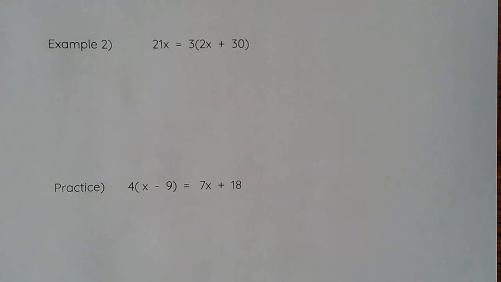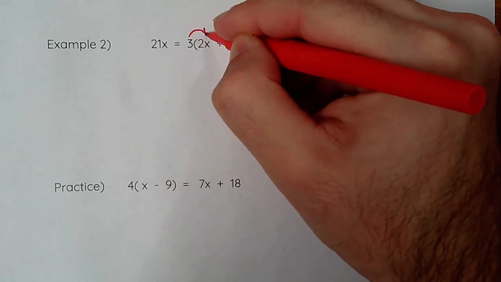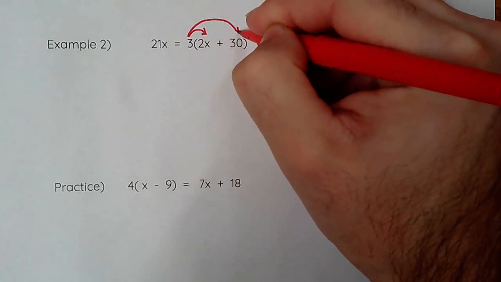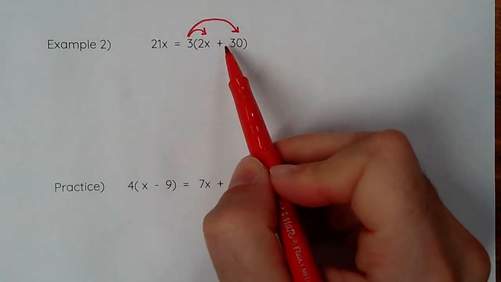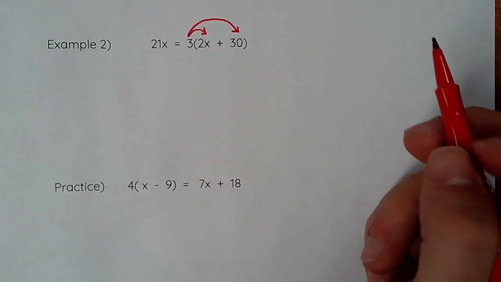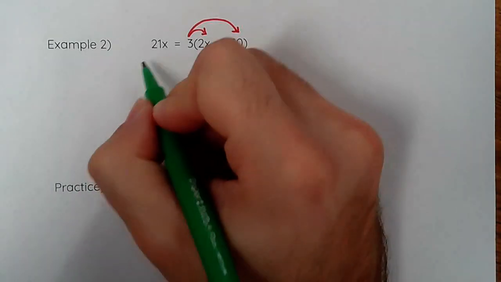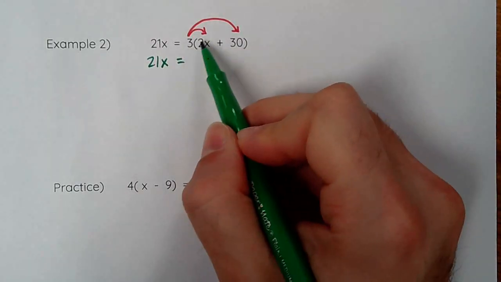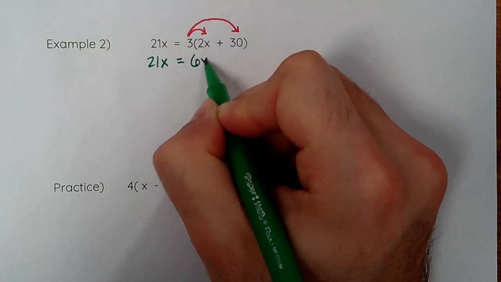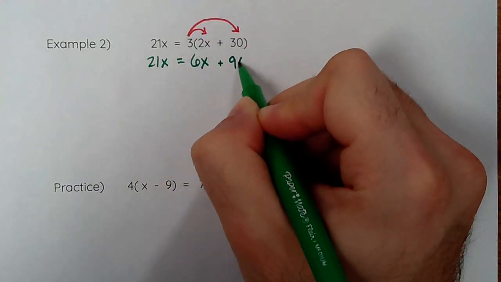All right, example 2. In this problem, I look for distribution, and I have distribution. So I need to actually distribute this 3. So remember, distribution is a multiplication property. So we're going to multiply each term inside the parentheses by the number outside. So first things first, I'm going to put my 21x equals 3 times 2x is 6x plus 3 times 30 is 90.